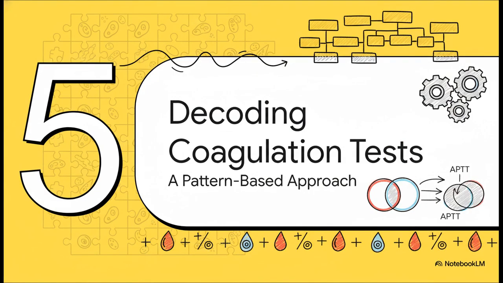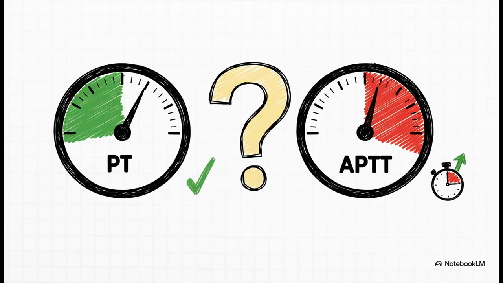Okay, let's try to synthesize what we've learned so far and apply it to interpreting the most common lab tests we run for hemostasis, the PT and the APTT. It's really all about recognizing the patterns. So here's a classic scenario you'll see all the time. The prothrombin time, or PT, is totally normal, but the activated partial thromboplastin time, the APTT, is prolonged. What does this specific pattern tell us about the potential underlying defect?